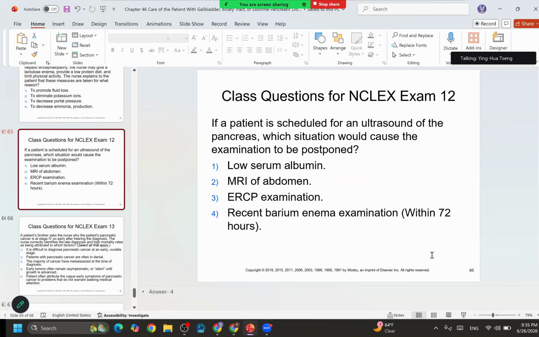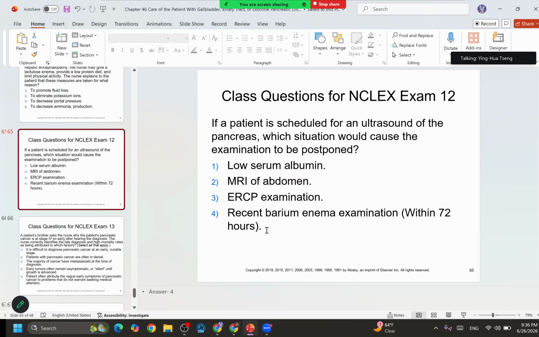This one, if you think twice, will make sense. You will know, okay, that makes sense. 3. 4. Oh. The answer is 4. The barium enema examination. So that's why I put this very big thing after that within 72 hours.